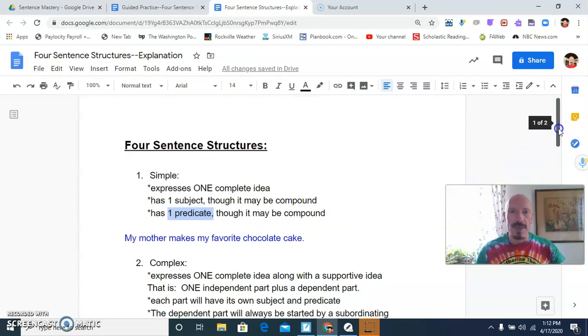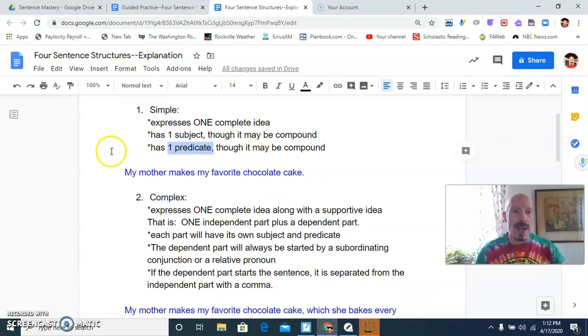The next kind of sentence is, so for example, my example here is, my mother makes my favorite chocolate cake. All right. One subject, my mother. One explanation of the subject, makes my favorite cake.